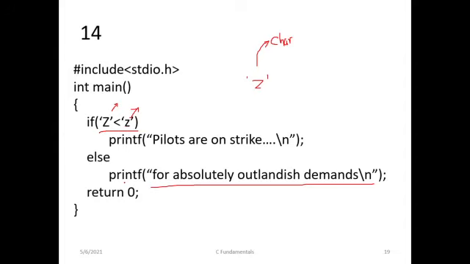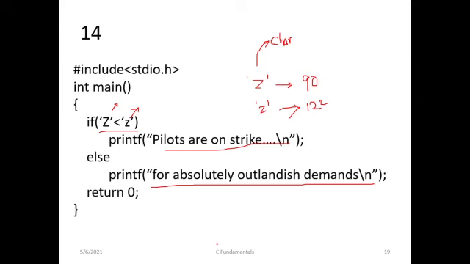When we are trying to compare, the ASCII value of this will get substituted. So ASCII value of capital Z is 90 and ASCII value of small z is 122. Now check it. 90 less than 122, condition is true, satisfied. So "pilots are on strike" will get printed.